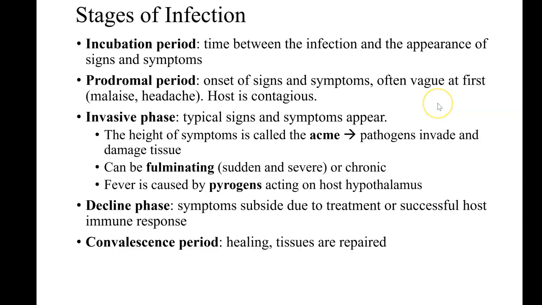So the next stage is the prodromal period. This is when we have the onset of signs and symptoms. Now, usually they're vague at this point. So we're just not feeling the best. We know that something is wrong, but we're not sure. This is also the time that we're going, I'm not sick, I'm not sick. And what are we doing? We're going out and we're infecting everybody, right? We're exposing everybody.